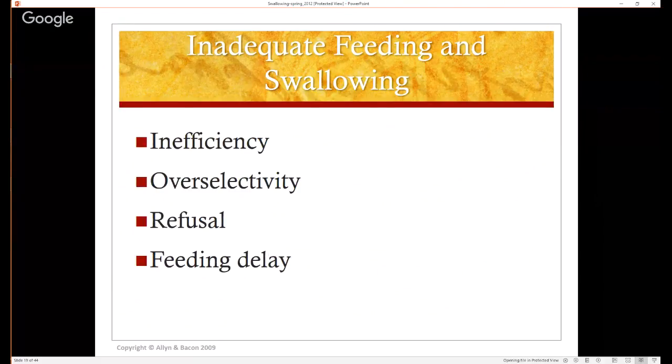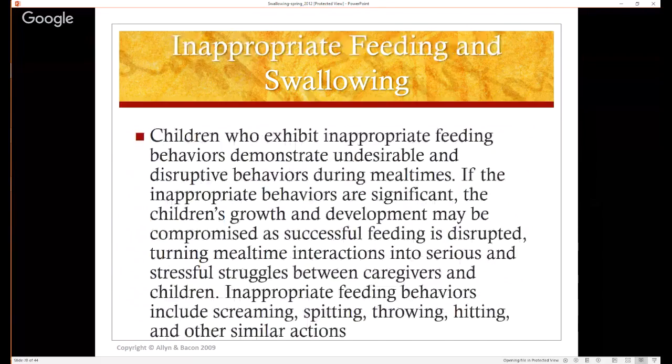Then looking at inadequate feeding and swallowing: inefficiency, over-selectivity, refusal, and feeding delay.